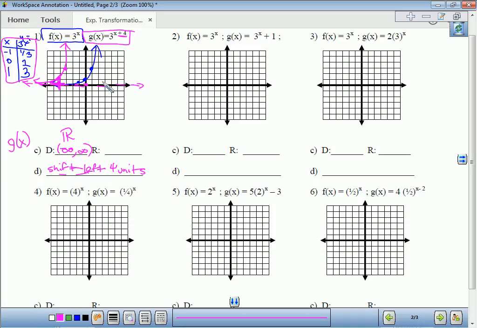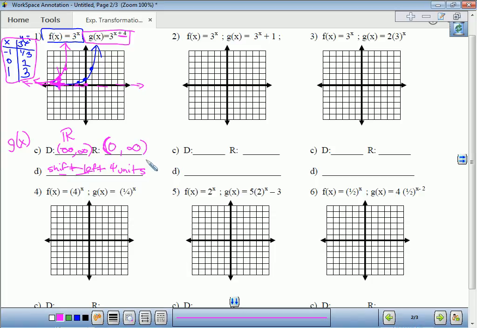All right. So the range is all the possible y values. Now, we talked about these y values will never get negative. It's not possible. There's no way to raise 3 to a power and it become negative. And we said it's going to get closer and closer to 0, but never actually equal 0. So when we go to do the range, it gets as close as it can, but never equals 0. So we have to use a parenthesis right here.